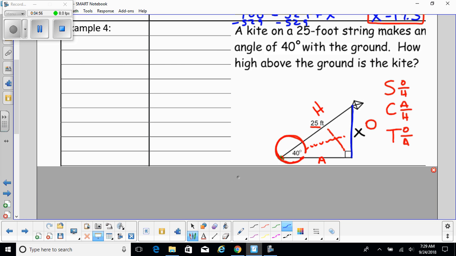I'm going to have you guys go ahead and set up the equation and solve for X. If you could please pause the video and take an opportunity to do the work, and then return to the video and check your work from there.